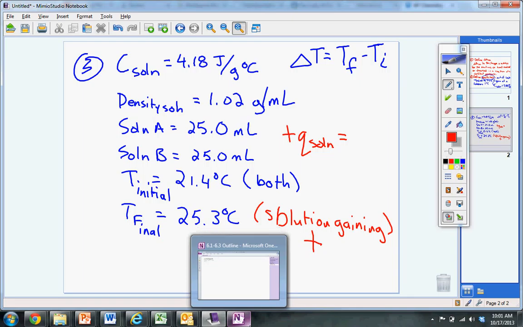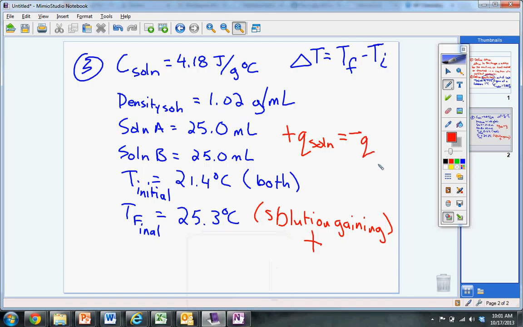And what happens to the reaction? What is the reaction going to do? If the solution is gaining heat, what does the reaction have to do? One gains, one loses, right? So we would have negative Q of the reaction. The solution is gaining, the reactions are giving off heat to contribute to the gaining. That's why we give it a negative sign. They have to give off heat in order for the other one to absorb it in.